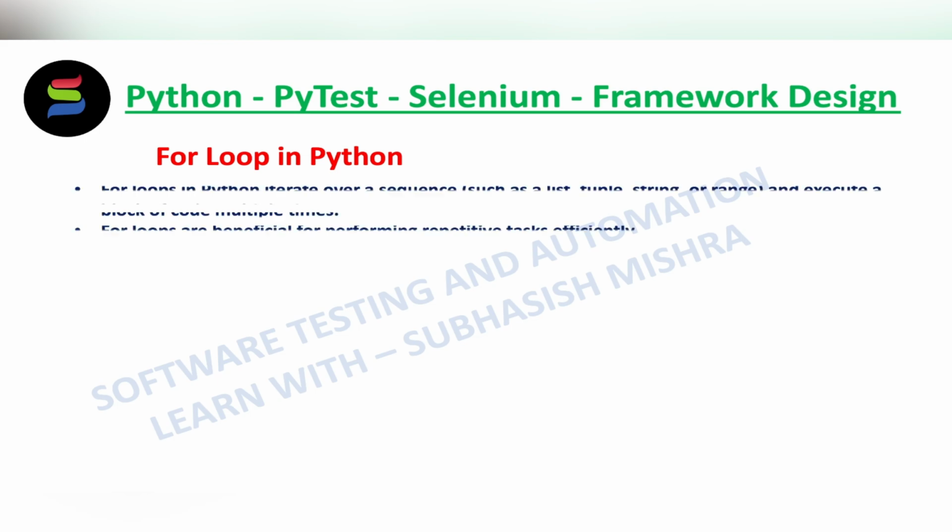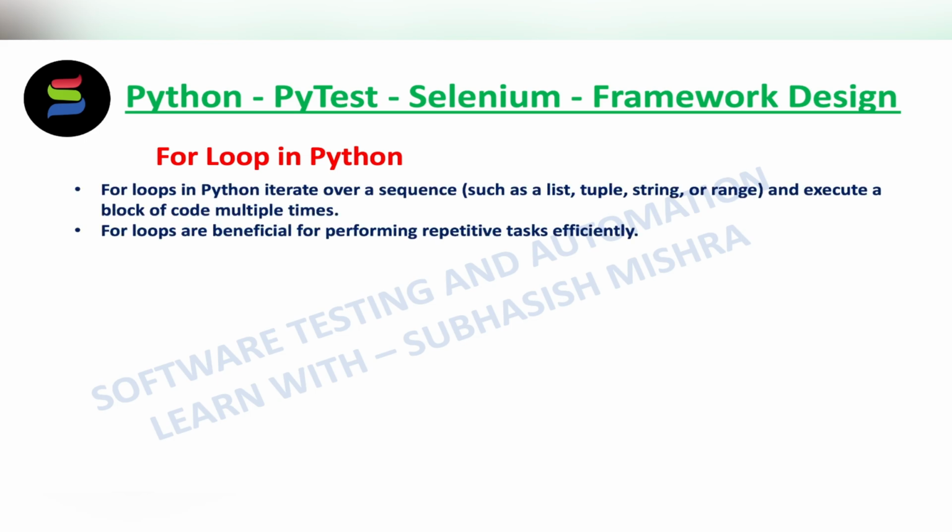Hello everyone, in this lecture we will learn about for loop in Python. Mainly for loops are used to repeat the same block of code multiple times. For loops in Python iterate over a sequence such as a list, tuple, string or range and execute a block of code multiple times. For loops are beneficial for performing repetitive tasks efficiently.